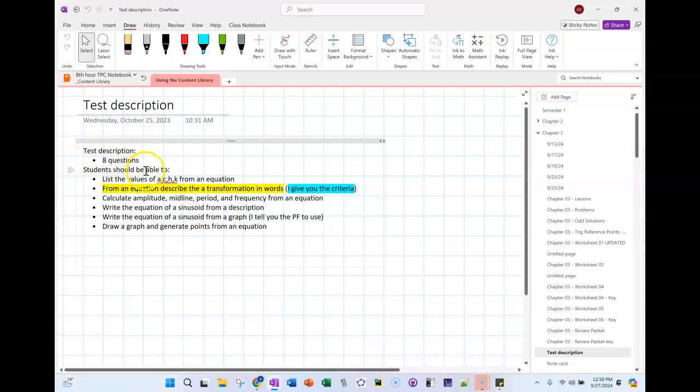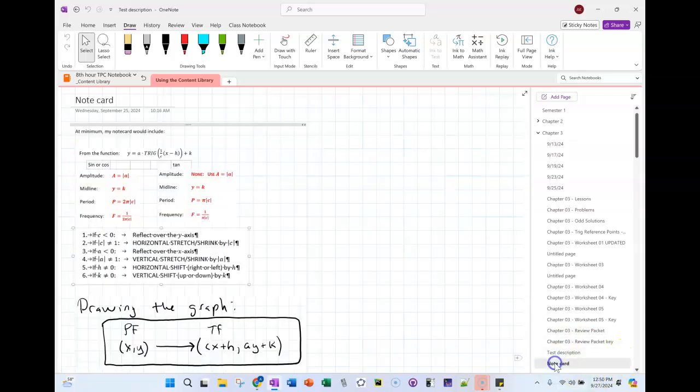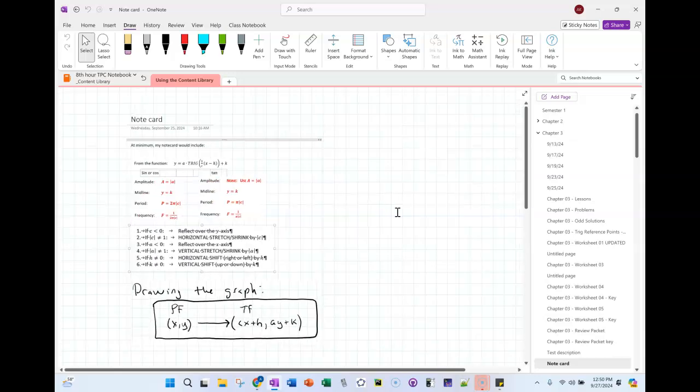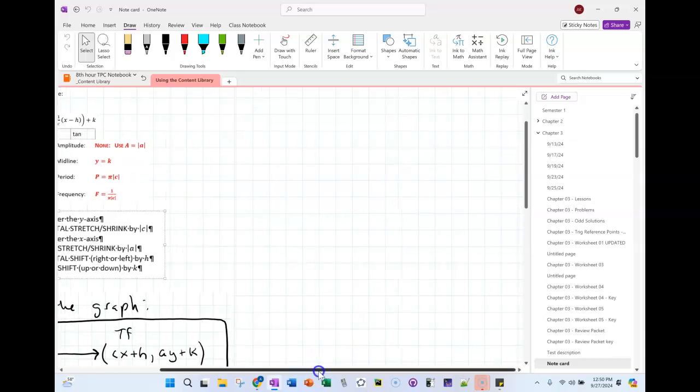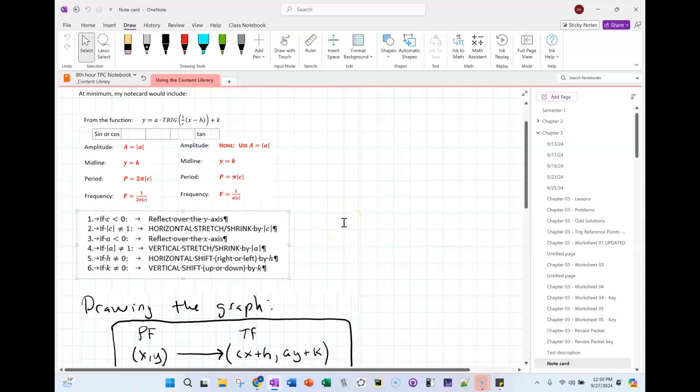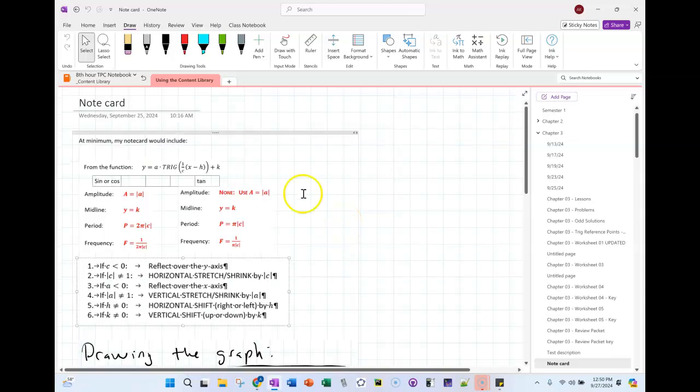So that's your test description. There's 8 total questions. They'll be in a format similar to that. This test in particular, I think the note card is super important because there was a lot of little formulas and stuff to remember here. I've collected a lot of that information that, at a minimum, if I were a student about to take this test, I would want to include on my note card.